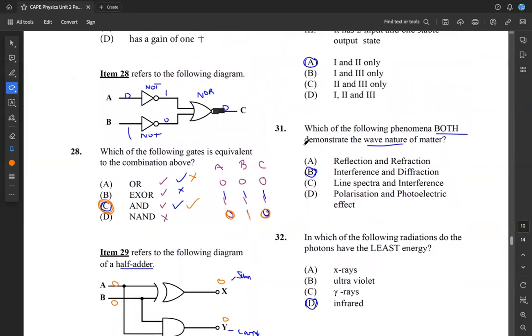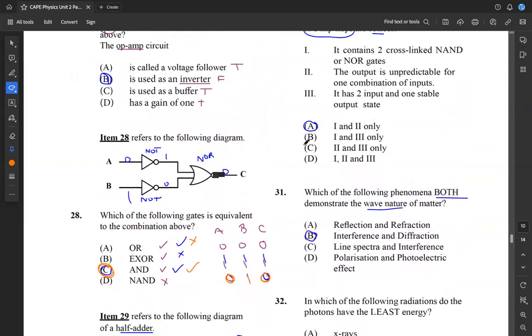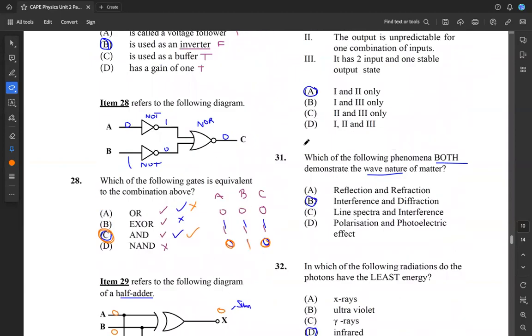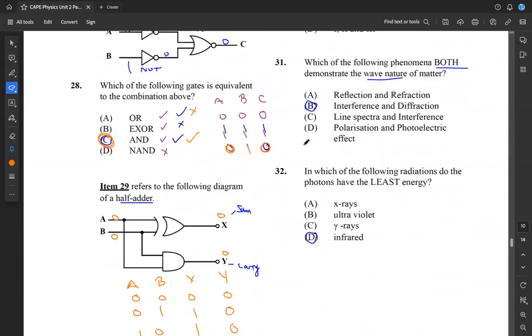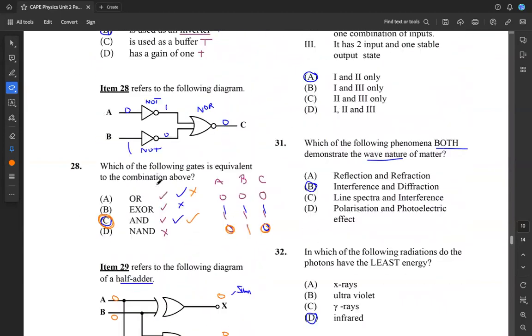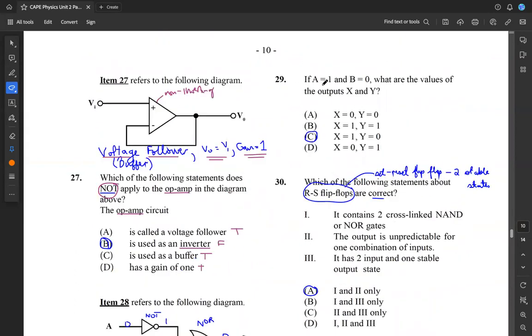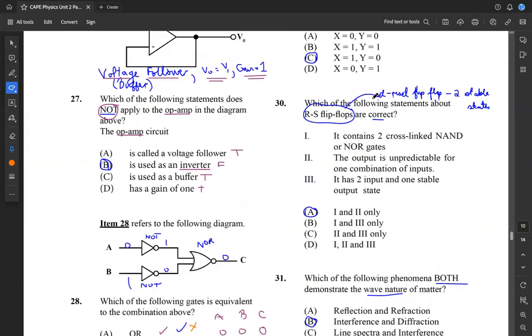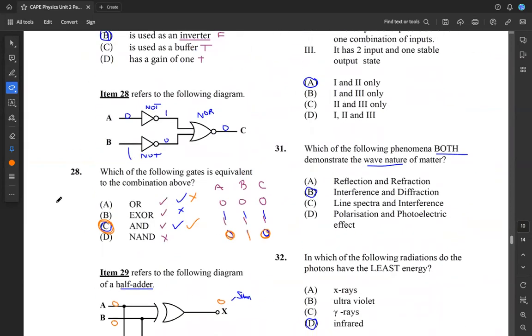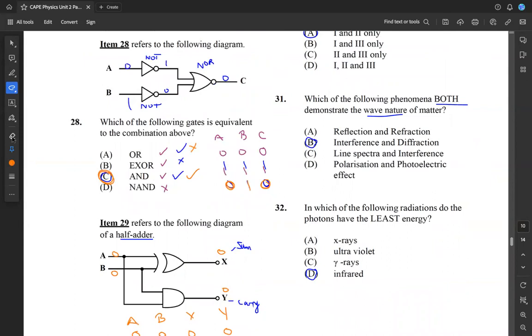So let's go up here to the question. Where are we? This is item 29. So, okay, here we are, right? So 29. If A is equal to 1 and B is equal to 0, what are the values of the output X and Y? Right? So let's go back down here. If A is 1, let's erase these.